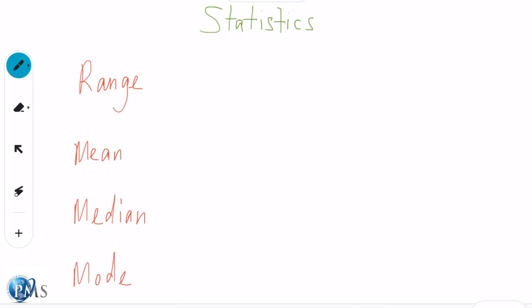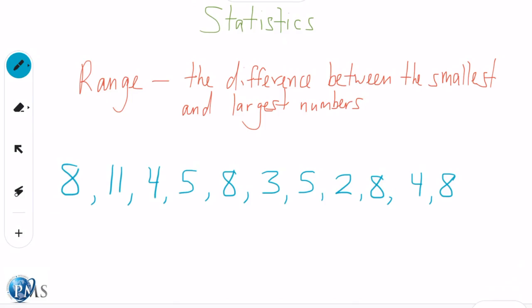or in college. Okay, so these four terms are very common, and they're pretty much the simplest things that we could look at when we're looking at data. So it's the range, the mean, the median, and the mode. The first that we'll focus on is the range. Now we have a definition here. The definition of the range is just the difference between the smallest and largest numbers.